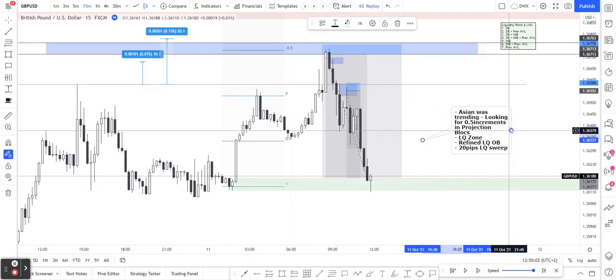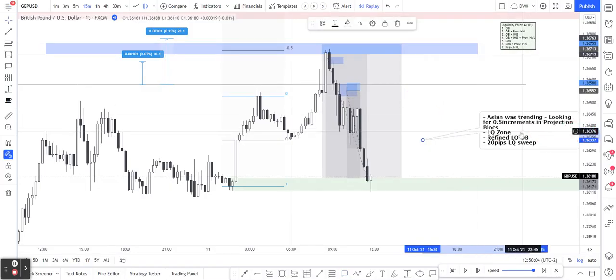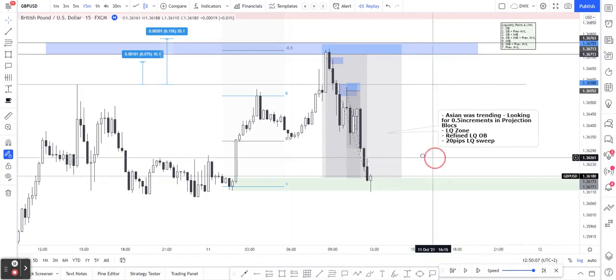So that is then our notes, and we can apply it to our trading.